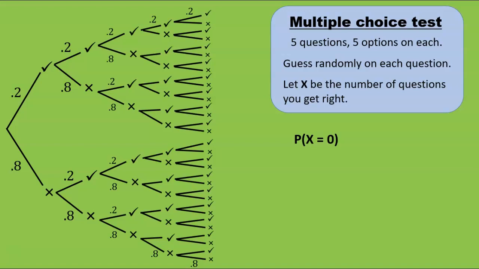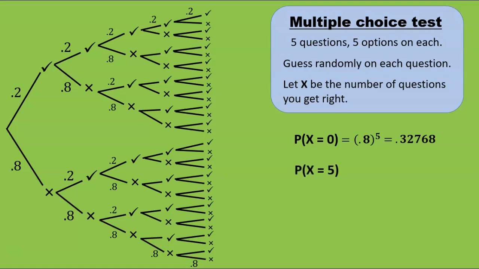The probability of success is always 20%, but to avoid clutter, I haven't written those 0.2s and 0.8s on every branch. Anyway, we want the probability that x is 0, which means the probability that we get all 5 questions wrong. There's only one path through the tree that leads to this outcome, and the probability of going down it is clearly 0.8 to the 5th, which is precisely 0.32768.